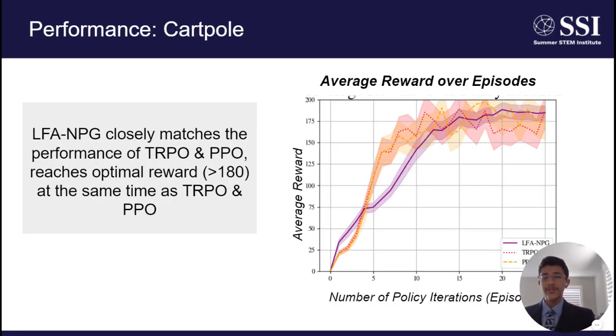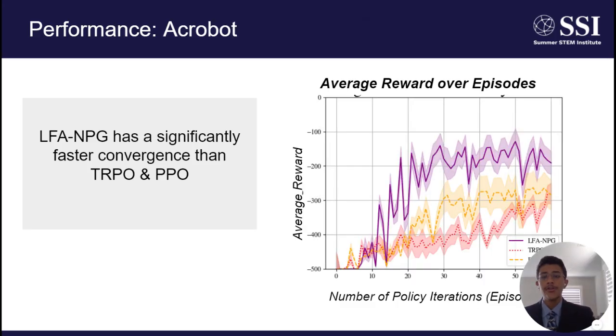We begin our analysis of our results by comparing the performance of LFA-NPG with state-of-the-art neural network-based methods TRPO and PPO. We observe that in the CartPole environment, LFA-NPG closely matches the performance of TRPO and PPO. In addition, we observe that all methods converge to the global optimum after a similar number of policy iterations. On our sparse reward environment, Acrobot, we observe that LFA-NPG significantly outperforms both PPO and TRPO. We believe that this lower convergence from TRPO and PPO may be attributed to step size constraints from the KL divergence and overfitting from the neural networks.